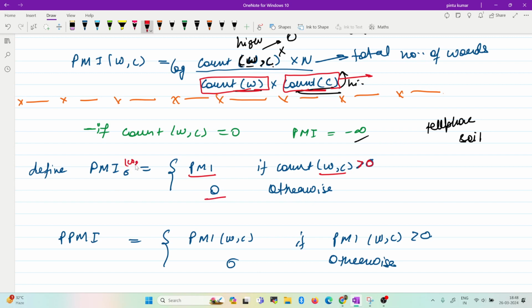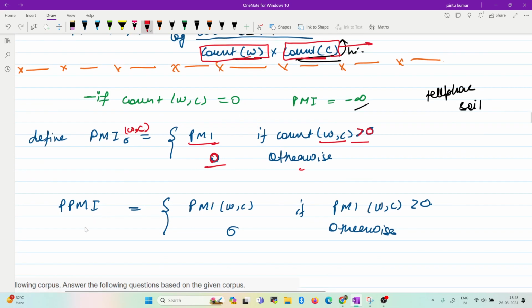So this PMI is between W comma C. If my count is greater than or equal to 0, then I'll define it to be PMI itself. If it is 0, then I'll define my PMI to be 0. Then there is something known as positive pointwise mutual information, that is positive PMI. This is defined as: if my PMI between W comma C is greater than 0, then I'll stick with my original PMI. Otherwise, I'll define it to be 0.